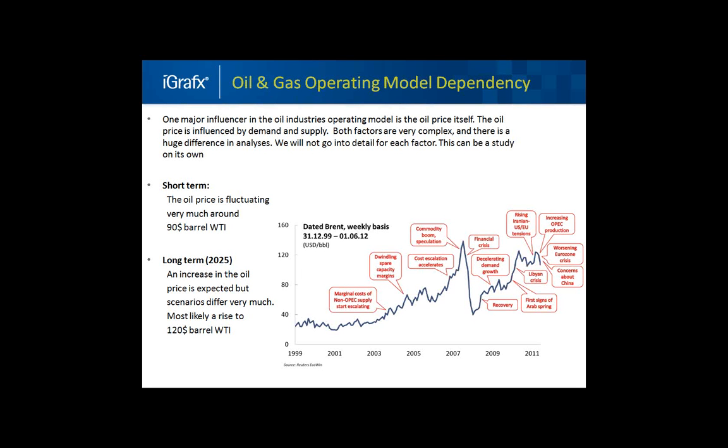In this case, there is no question that the oil and gas operating model depends on the oil and gas price. It's pretty much around 90 dollars a barrel WTI. Today it is close to 97. It was 96.86 this morning, so it's close to 97. Long term it is believed it can rise as much as 120 to 125 a barrel.